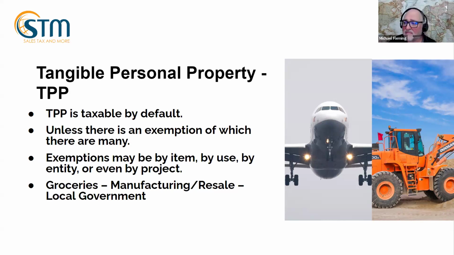It can be by entity, local governments. It can even be by project, when, like contractors out there, one project they do may be for an exempt entity. The next project is for a taxable entity. But by default, tangible personal property is going to be taxable.